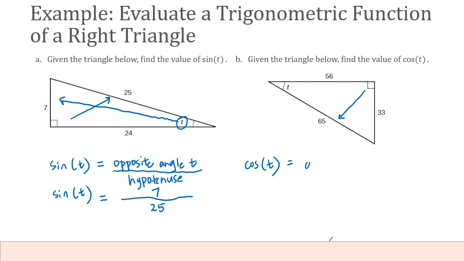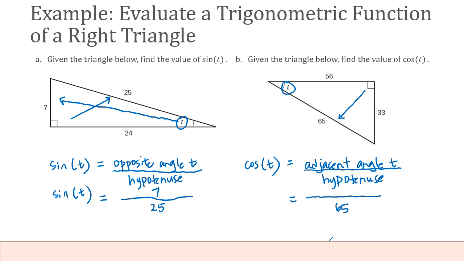Well, that ratio is the side adjacent angle T, and the denominator is the hypotenuse. Now, what is that hypotenuse? We said that it was length 65, and the side that's adjacent to angle T, we know that opposite across from angle T is 33. We know that 65 is the hypotenuse, so that leaves the side closest to angle T as 56. So we can say that the cosine of angle T is equal to 56 over 65.